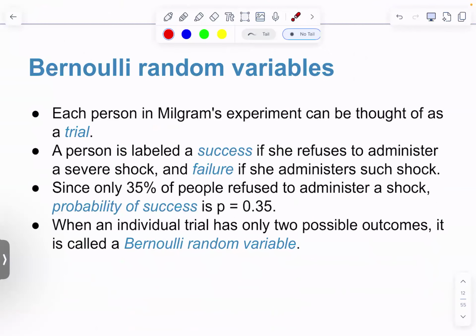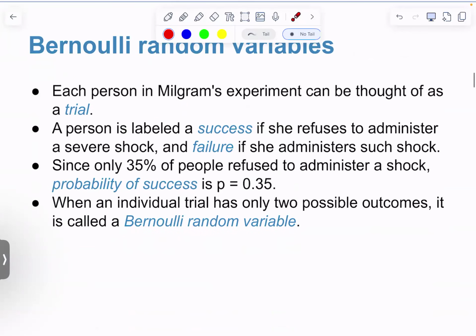Now, Bernoulli random variables. Bernoulli is a famous statistician, and so it's got his name on a lot of things, but each person in Milgram's experiment can be thought of as a trial, right? And so every single time that you try to get either a success or a failure, as we'll introduce, is called a trial. A person is labeled a success if she refuses to administer the shock, and a failure if she administers a shock.